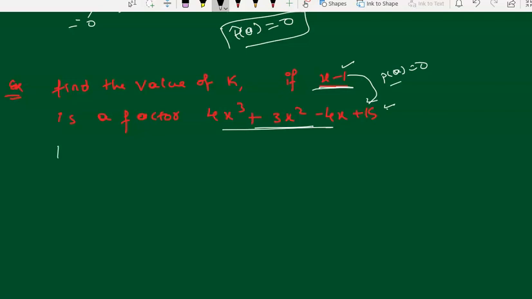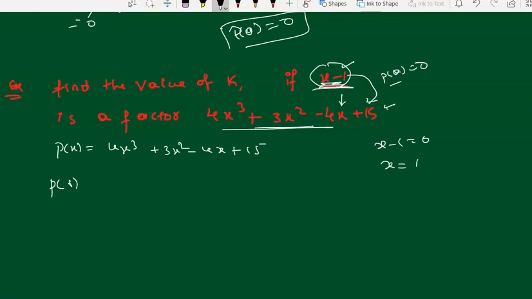So let's find out what is p of x. They have given 4x cube plus 3x square minus 4x plus k. He is saying that x minus 1 is a factor of that, which means our p of a will be equal to 0. What is our p of a? If we find x minus 1 equal to 0, then x is equal to 1, so p of 1 is also equal to 0. Whenever you get p of 1 equal to 0, then only you say this is a factor of this, and he is already saying that it is a factor. That means p of 1 is equal to 0.